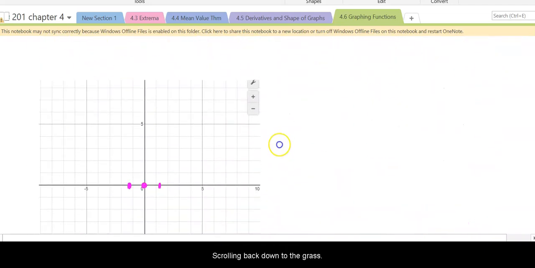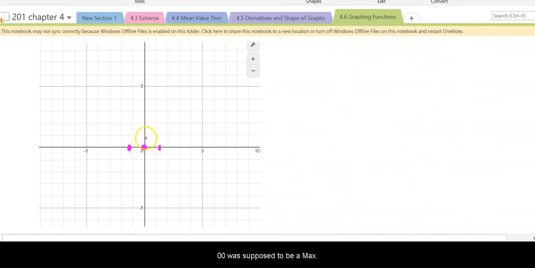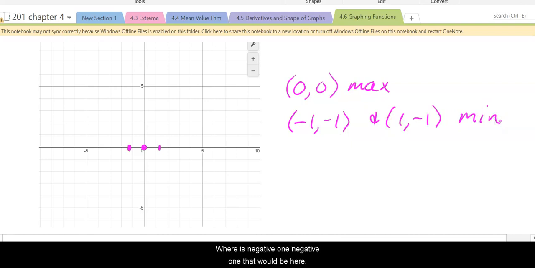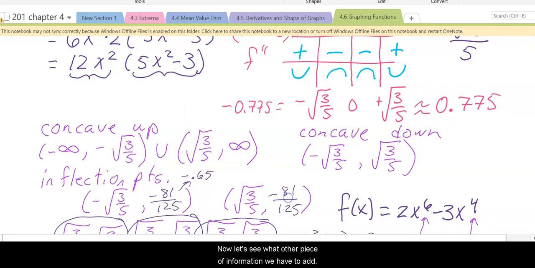Scrolling back down to the graph, 0, 0 was supposed to be a max. Maybe I'll just write it over here to the side. 0, 0 is a max, -1, -1, and 1, -1. These are both relative minimums. Where is -1, -1? That would be here. And 1, -1 is here. You can see that those so far do form a y-axis symmetric graph.